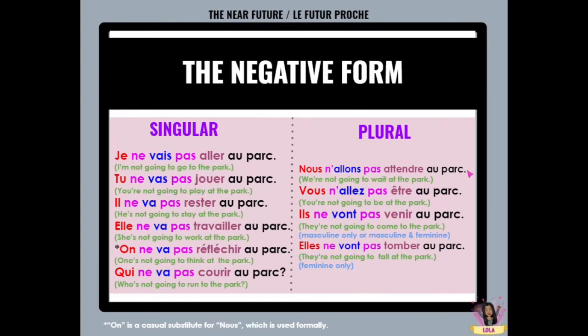Nous n'allons pas attendre au parc. Vous n'allez pas être au parc. Ils ne vont pas venir au parc. Elles ne vont pas tomber au parc. And notice, I don't know if I showed this to you before, but it's an apostrophe here and here because this starts with a vowel. So that's why it's an apostrophe and not an ne.